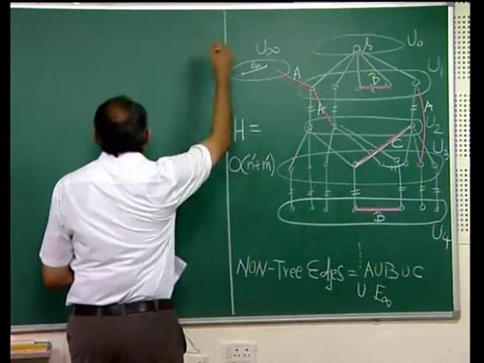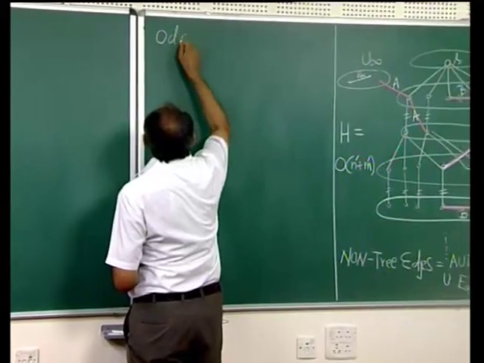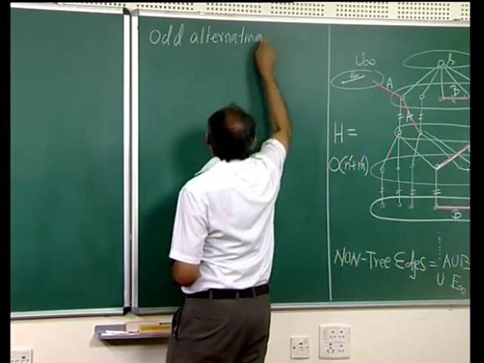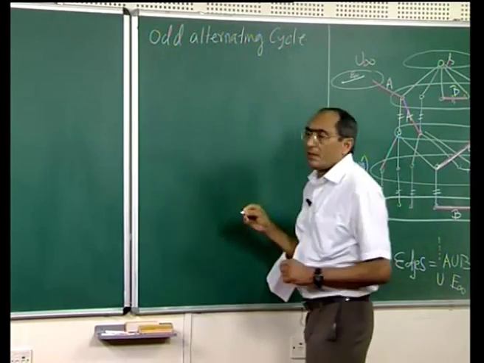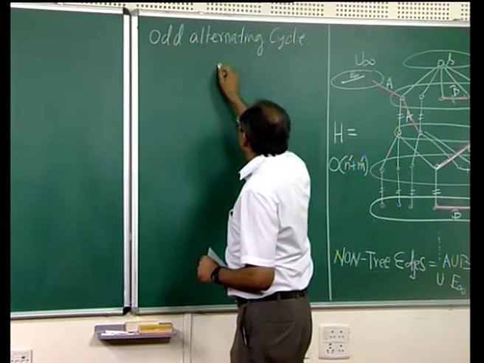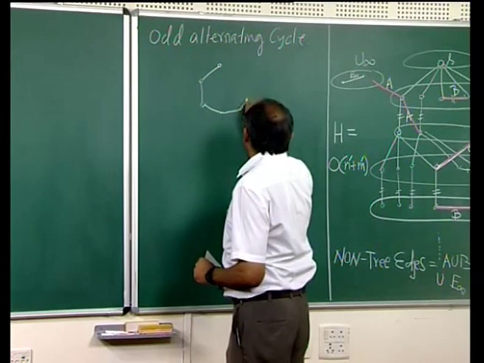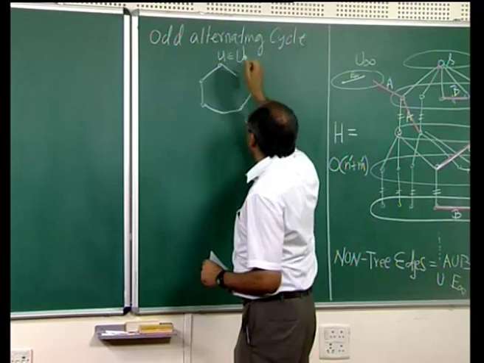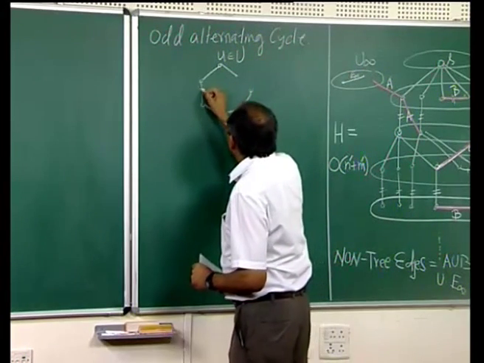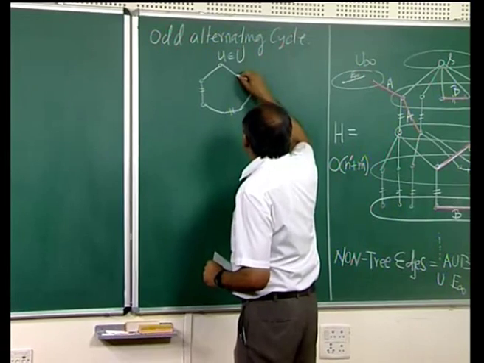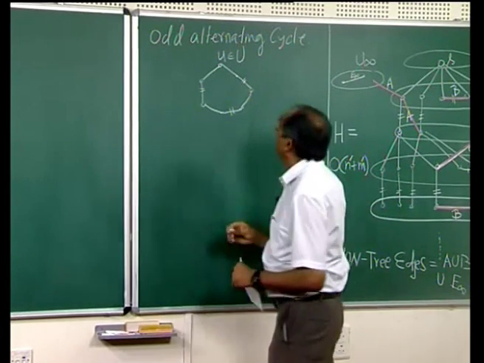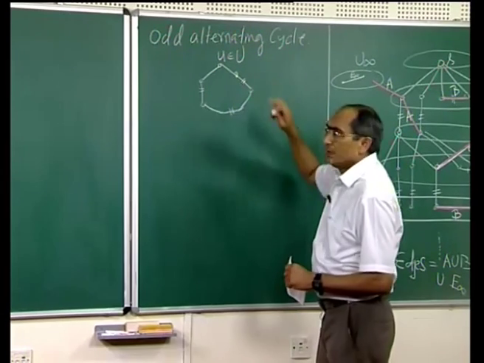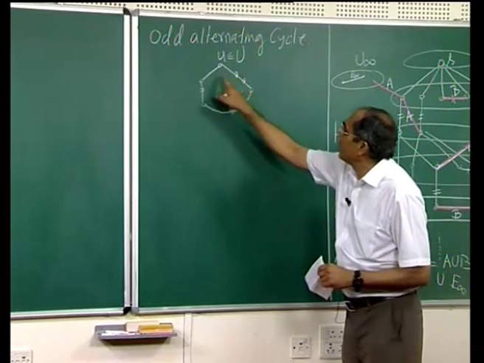We had defined something called odd alternating cycle, which meant an odd cycle where there is a vertex u which belongs to the set U which is unmatched, following which we have alternately matching and non-matching edges in it. So, these 2 edges are obviously non-matching edges, and then we have the alternating path from this vertex to this vertex.